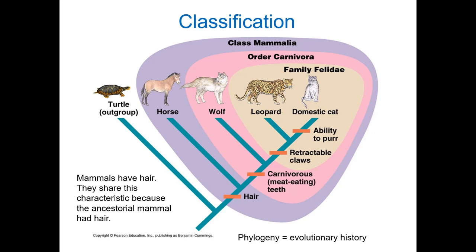So we can look at a horse and a wolf and we can try to separate them. But what we're looking for are characteristics that differ between them, but also things that are not shared with the turtle. So we want to exclude characteristics that are common to the horse, the wolf, and the turtle, if we're trying to separate the horse and the wolf, because of course they're not going to give us much information.